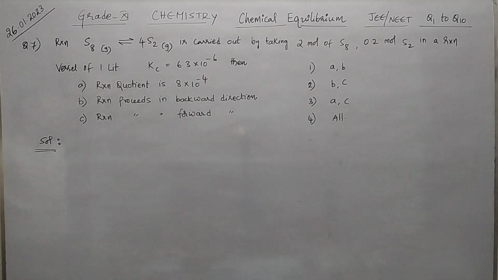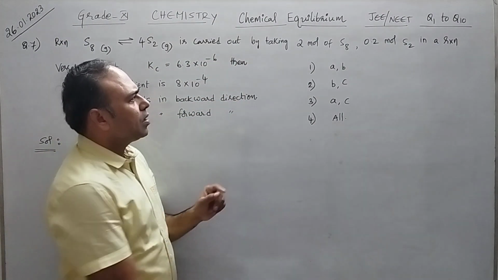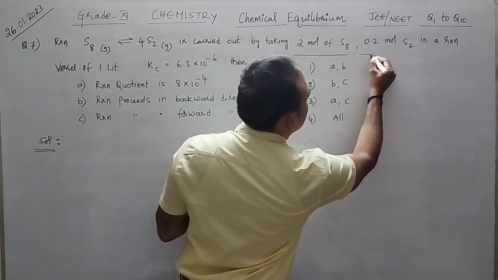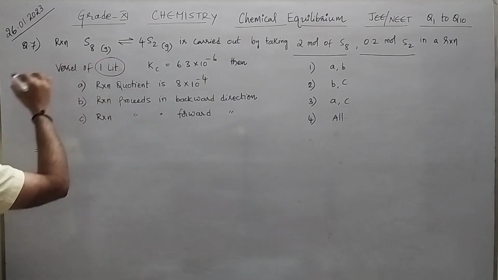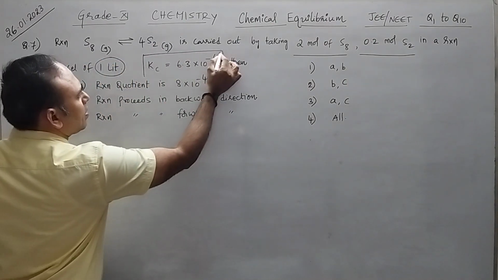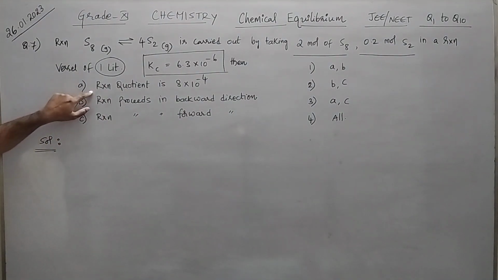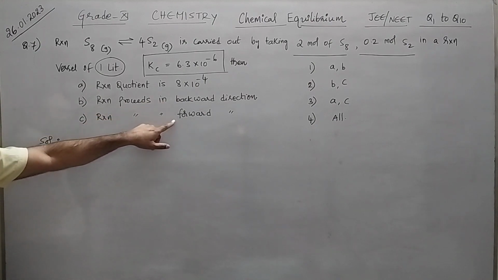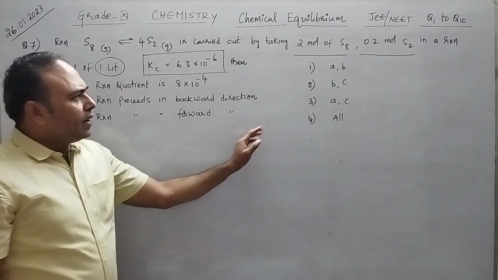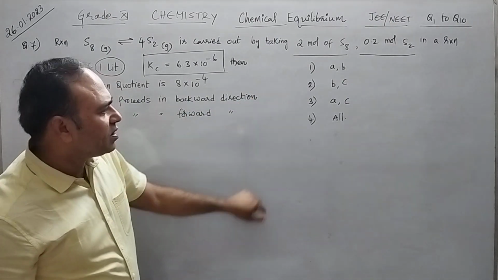Next, try to solve question number 7. They have mentioned the reaction S8 gas gives us 4 S2. It is carried out by taking 2 moles of S8 and 0.2 moles of S2 in a reaction vessel of volume 1 liter. Kc is given, and then they have given 3 conditions: that the reaction quotient is 8 into 10 power minus 4, and the reaction may proceed in the backward direction or forward direction. And the options are either AB or BC or AC or all the 3 options.